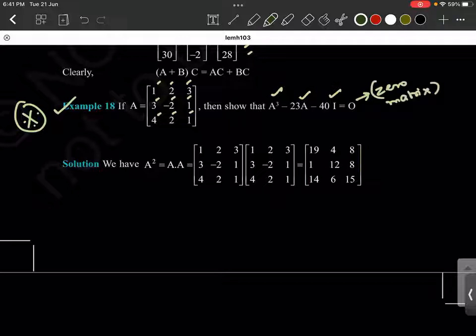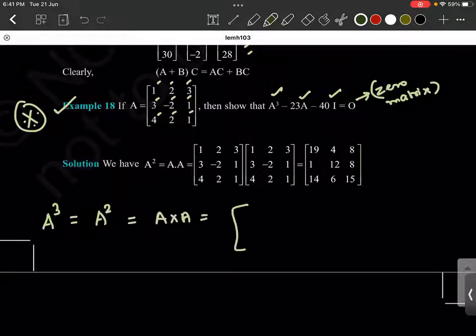Okay. So don't treat them like a cubic equation. Don't do that. So for that, before we find out A cube, first we need to know what is A square. So A square is A into A. So how much is A into A going to give us? 19, 4, 8, right?